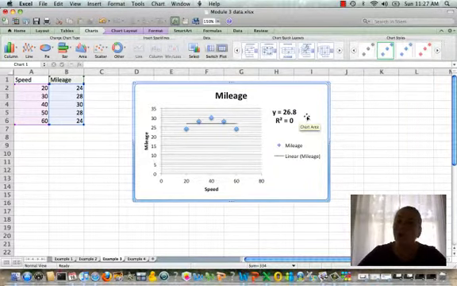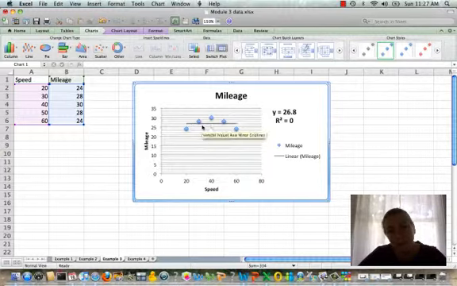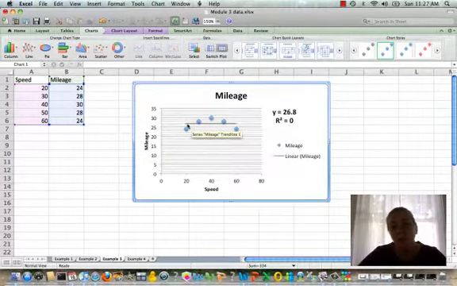Our equation is y equals 26.8. So there is no x in this equation because the linear regression equation is just this flat line going as best as it can through the middle of the data. And our r squared value is 0, so that means our r value is also 0.